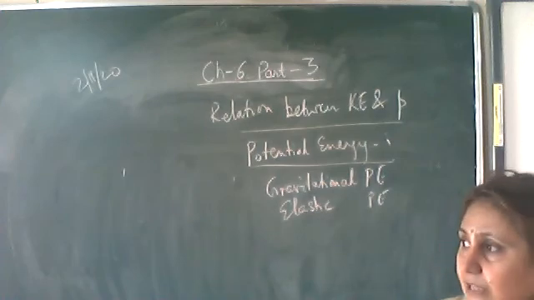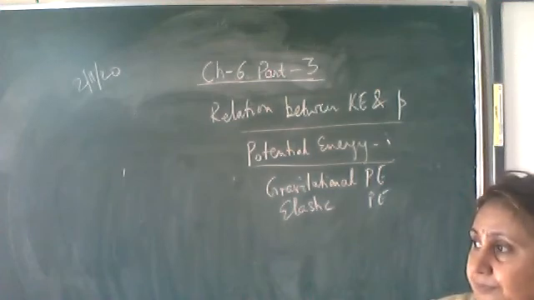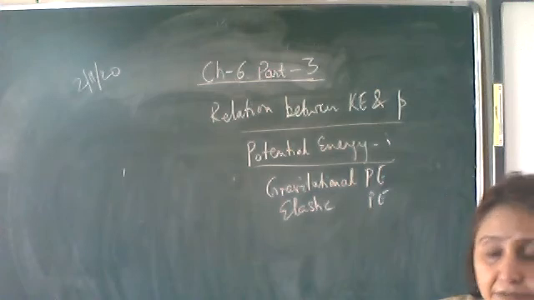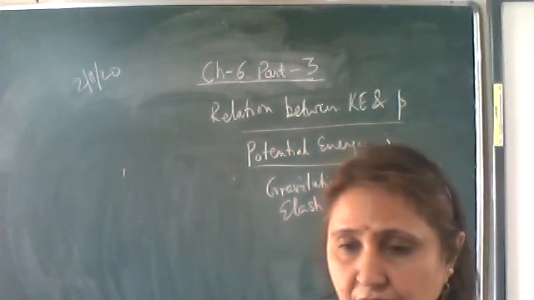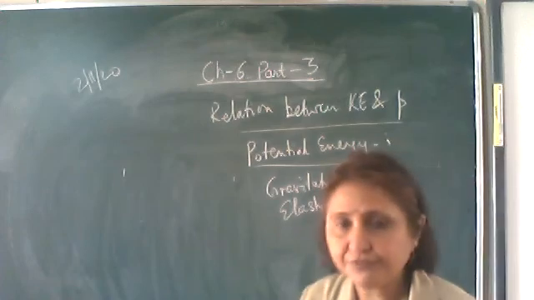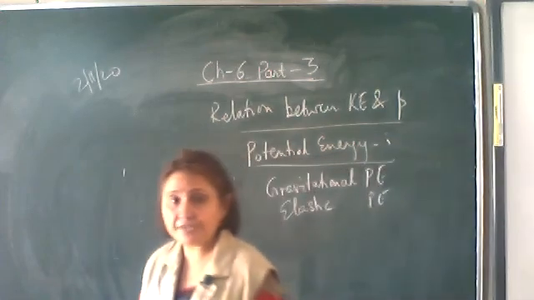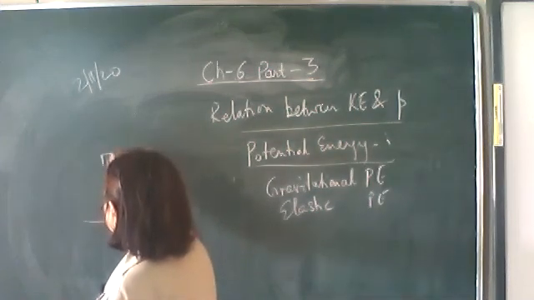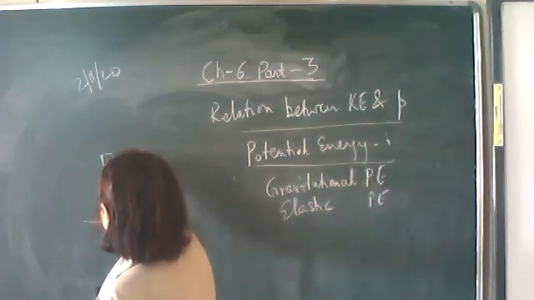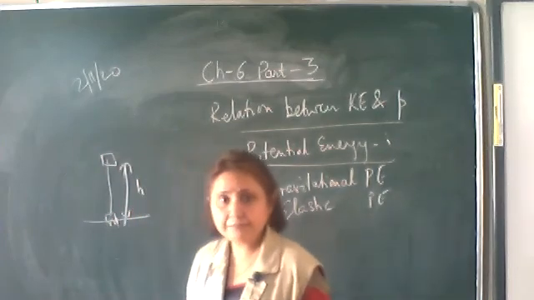So you can write down the first one, gravitational potential energy. It is due to the height above the surface of the earth. Now let's find out the expression of gravitational potential energy. Let a body be lifted through a height h above the surface of the earth. Mass of the object is m.